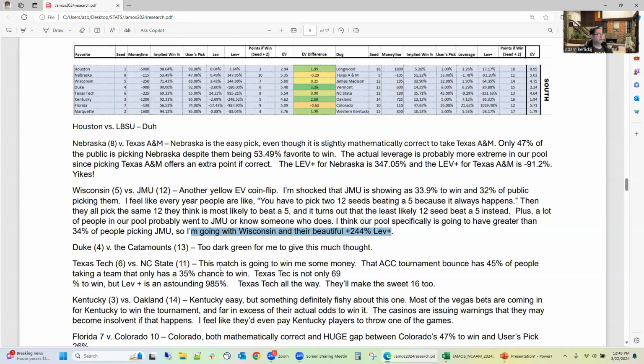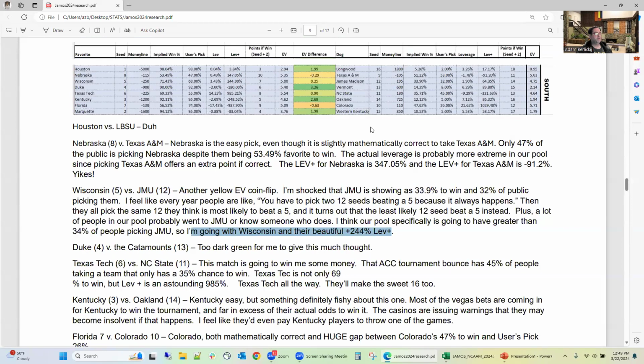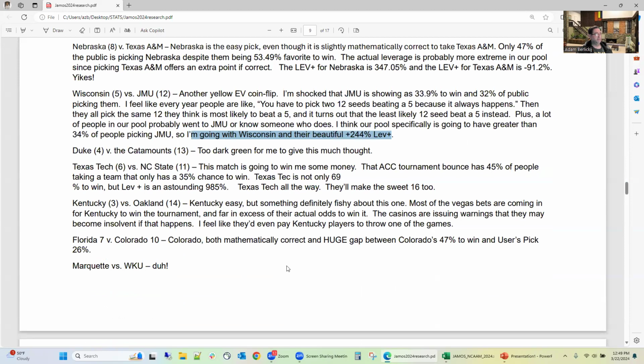Okay, Duke versus Catamounts, not worth talking about. Texas Tech versus NC State. I really hope this goes with Texas Tech. I think by winning the ACC tournament, too many people are picking NC State, given their chances to win. So we have 45% of the users picking NC State, despite Vegas thinking they have only a 35% chance to win. Does the public really know better than Vegas odds makers? I don't think so. I mean, it could go either way, of course, but more often than not, Vegas is more accurate than my friends.